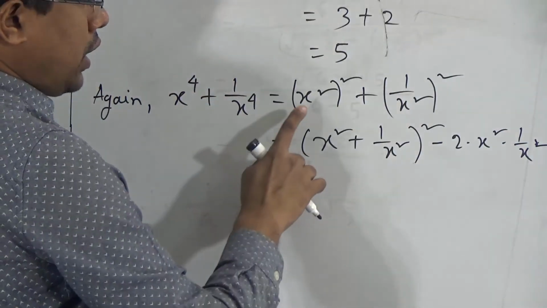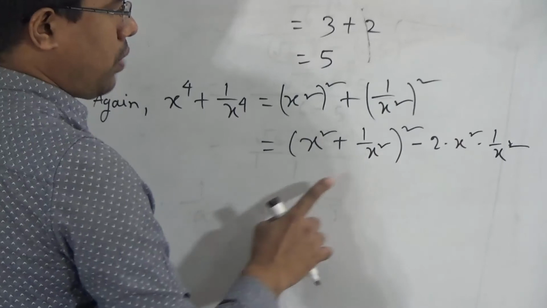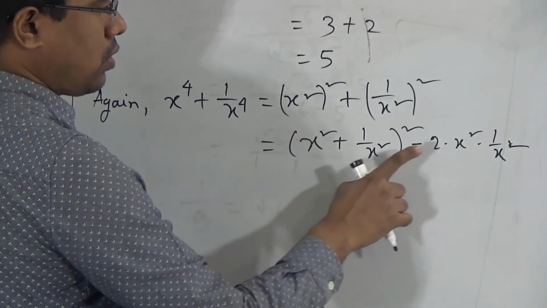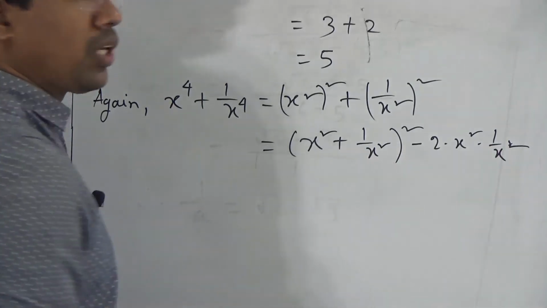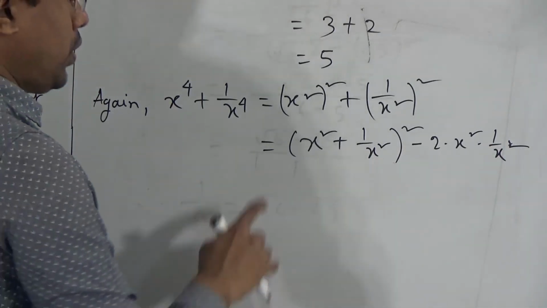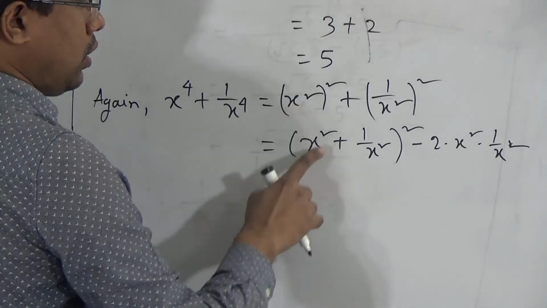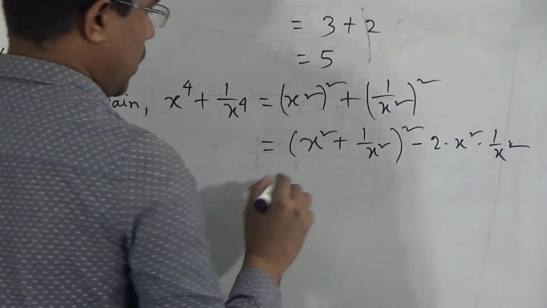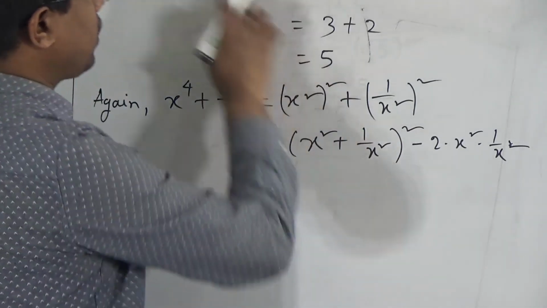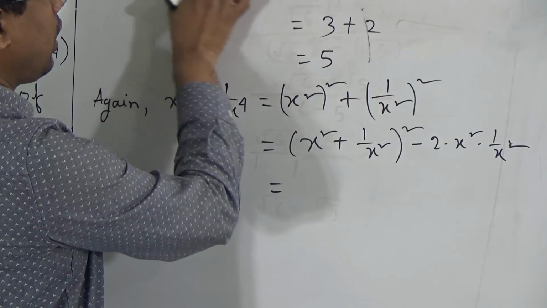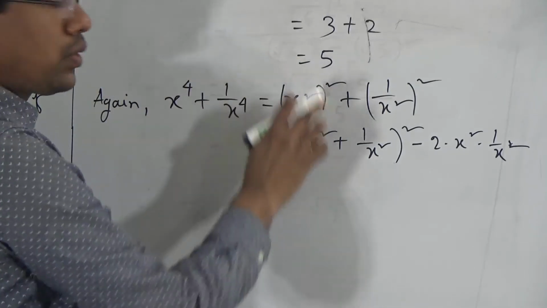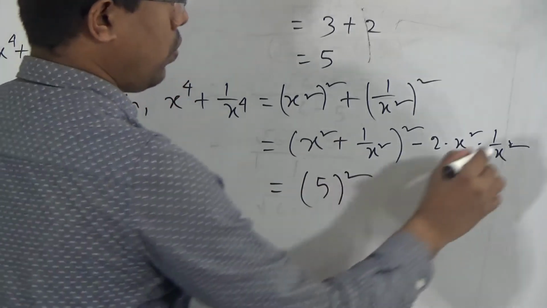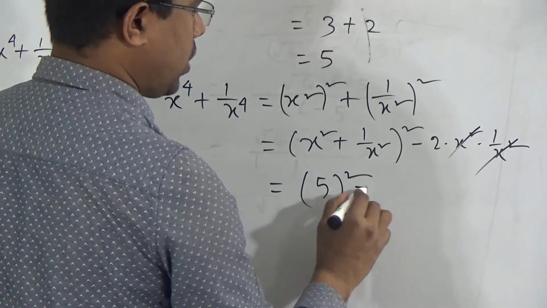I am telling a plus b whole square minus 2ab, but at the time of a, I am writing x square, and plus 1 by x square minus 2 into x square into 1 by x square, because here instead of a, x square is given, and instead of b, 1 by x square is given. Now the value of x square plus 1 by x square we have already found. Here x square plus 1 by x square equal to 5, so we can put 5 here. 5 square, we can cut this x square and this x square, so minus 2 will exist.